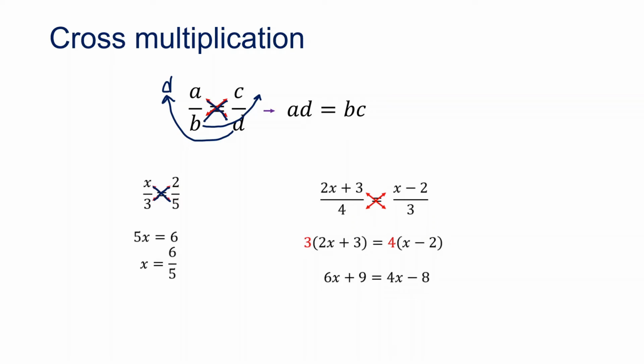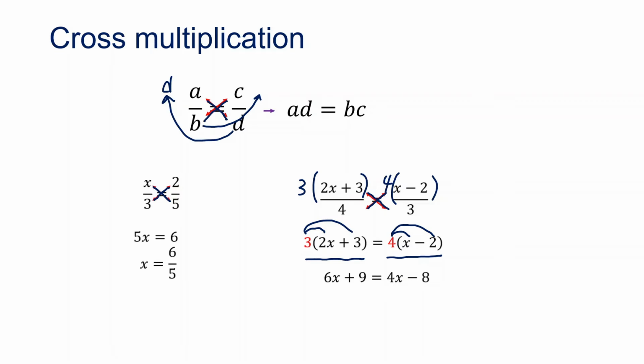A more complex example can be like this. So again, we do the same cross multiplication. And then we put 3 to here times the whole thing. And put 4 to here times the whole thing here. And then it becomes something we're familiar with. That is 3 times the bracket equal to 4 times bracket. Then we open the bracket. We know we have seen this before.